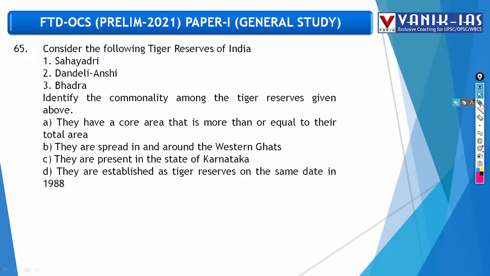Consider the following tiger reserves of India: Sahyadri, Dandeli Anshi, Bhadra. Identify the commonality among the tiger reserves. They have a core area that is more than or equal to their total area. How? Core area means, suppose this is a particular region, this is the core area. It can never be the same. The first is wrong by common sense.